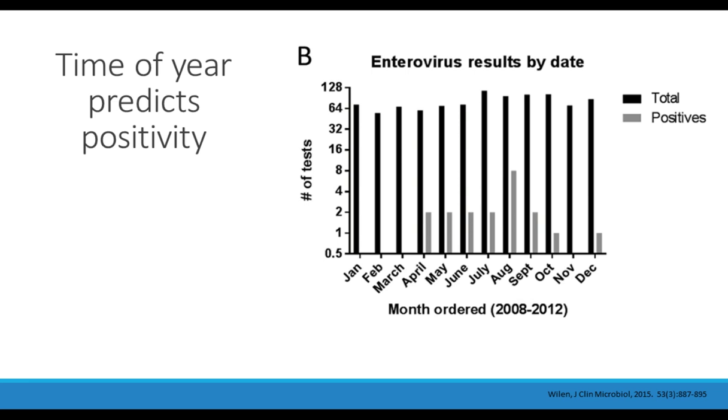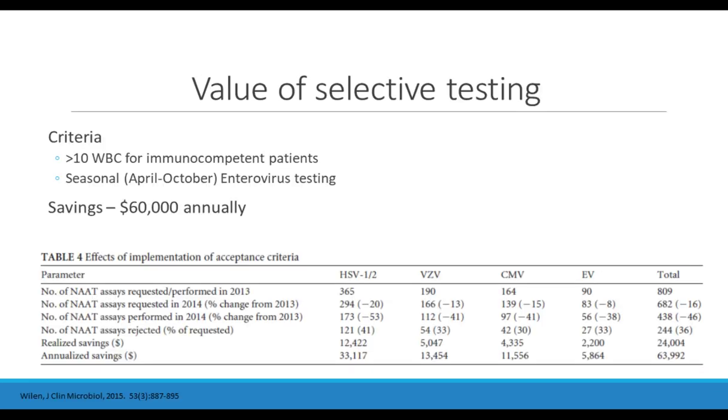The other thing that they looked at was, did time of year matter? So we know that especially for something like Enterovirus, there is a season to Enterovirus, typically peaking in the US somewhere between July and September, late summer, early fall. And you can see here that is indeed where they saw the peak of their enteroviral activity, in the summer timeframe.